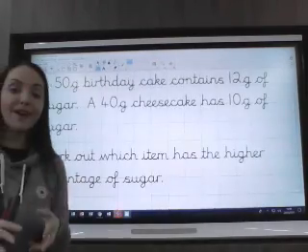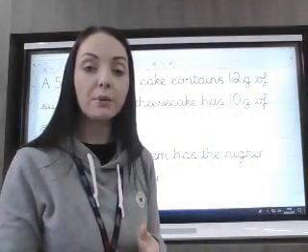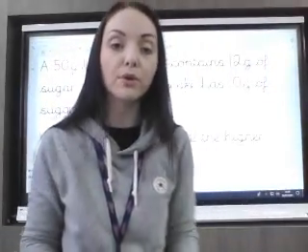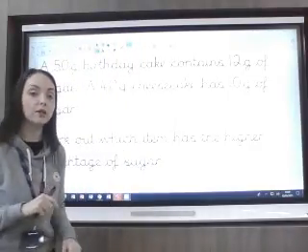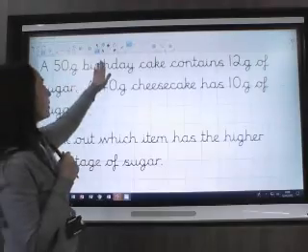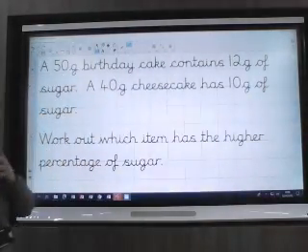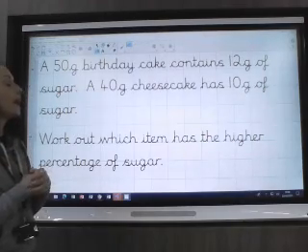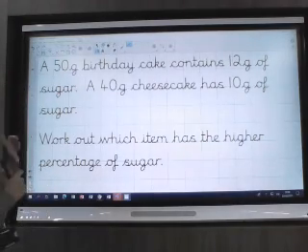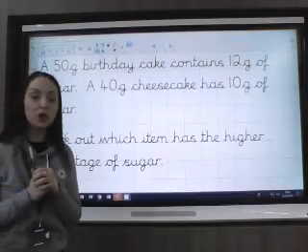And this question is very similar to your first question on page 36. So once we've gone through this one, you can pause the video and have a go at this question because it's very, very similar. So this one says, a 50-gram birthday cake contains 12 grams of sugar. A 40-gram cheesecake has 10 grams of sugar. Work out which item has the highest percentage of sugar.